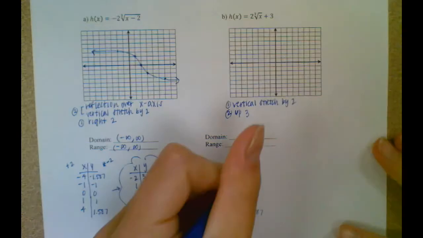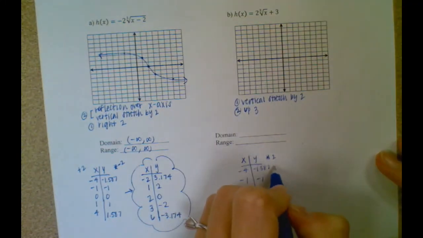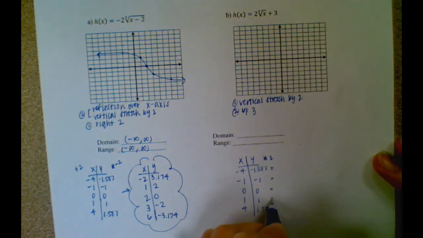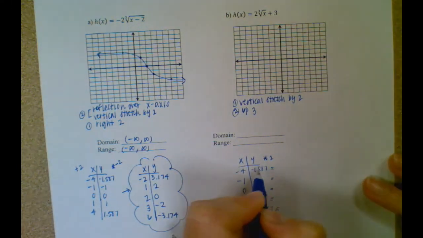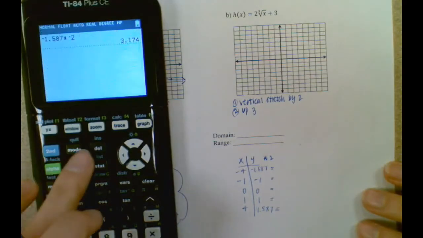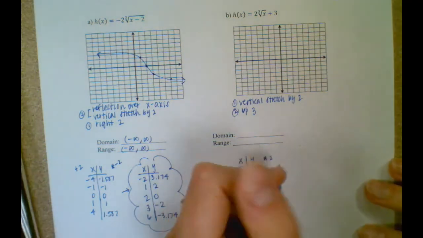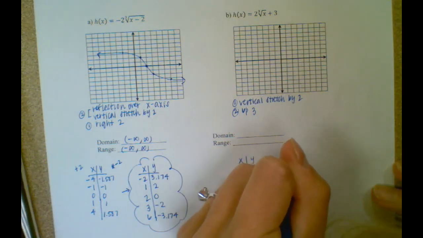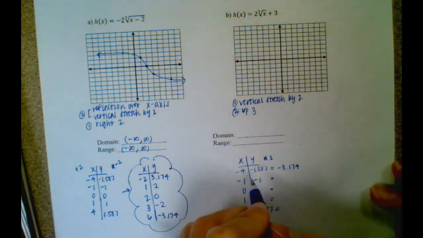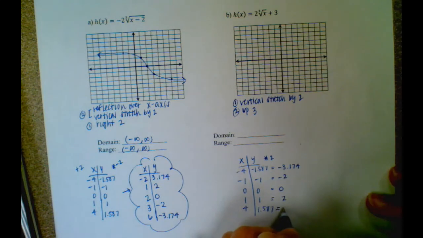Alrighty, so let's take these y values and multiply them by 2. And I'm just going to say what those equal right here. Miss Wade does this sometimes, I know. Alright, so this will be negative 1.587 times 2, that will be negative 3.174. I guess we kind of did that already on the last problem. Alright, so negative 2, 0, 2, 3.174.